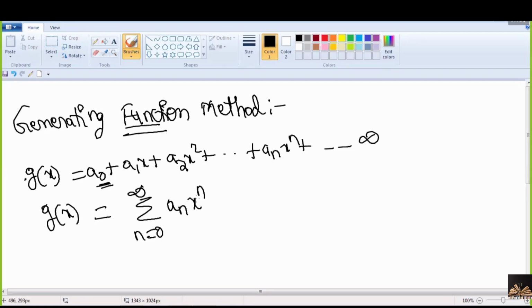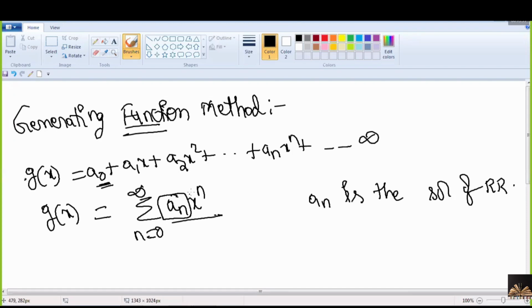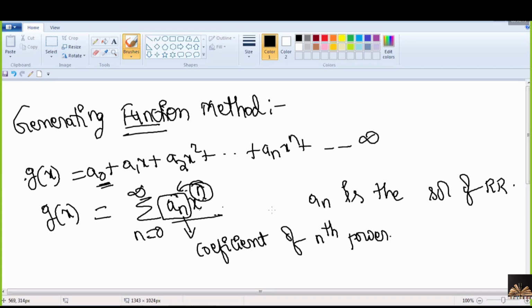So you know that an is the solution of the recurrence relation, right? When you observe this term, what is this an? This an is the coefficient of the nth power term. This term is with the power n, and the coefficient of this nth power term, an, is the solution of the recurrence relation.